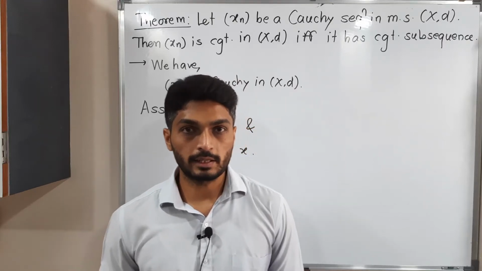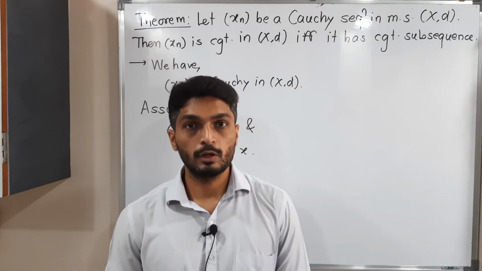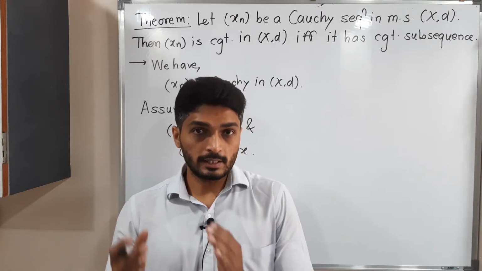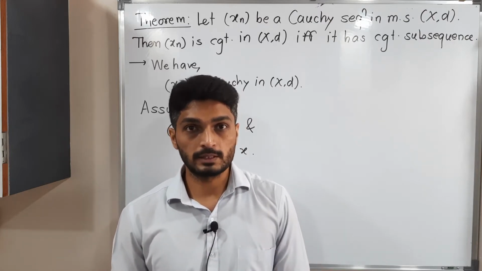Let us discuss this theorem. In this theorem, we have a sequence xn, which is Cauchy. This is a given thing. And what we have to prove? We have to prove that sequence xn is convergent if and only if it has a convergent subsequence.